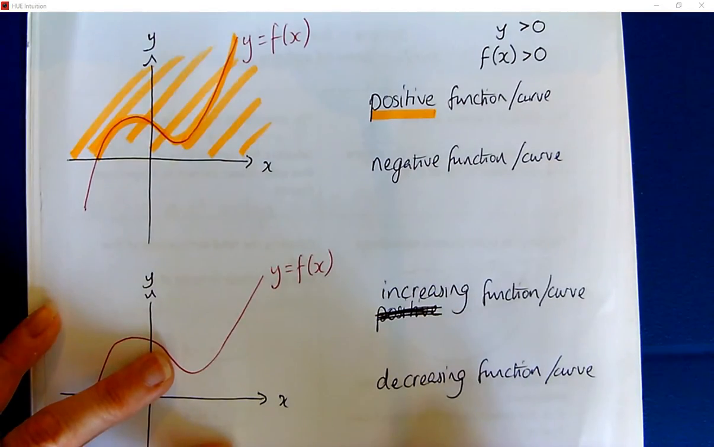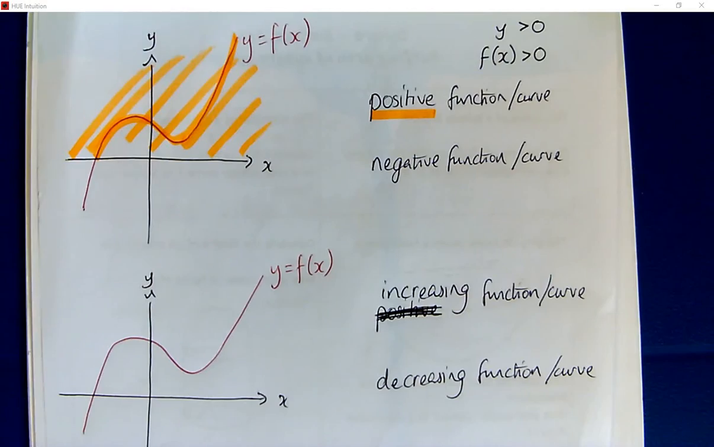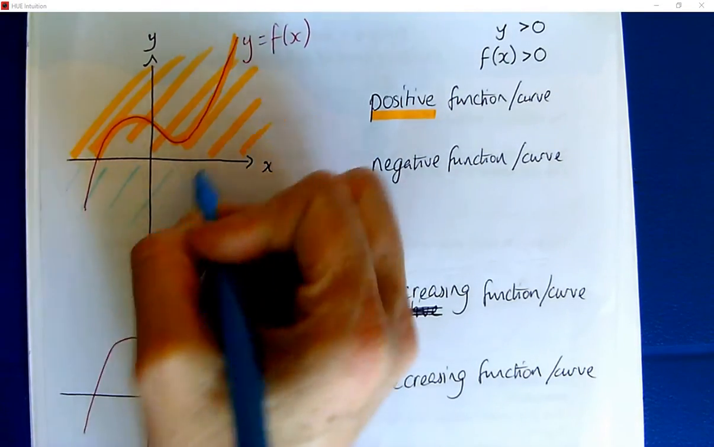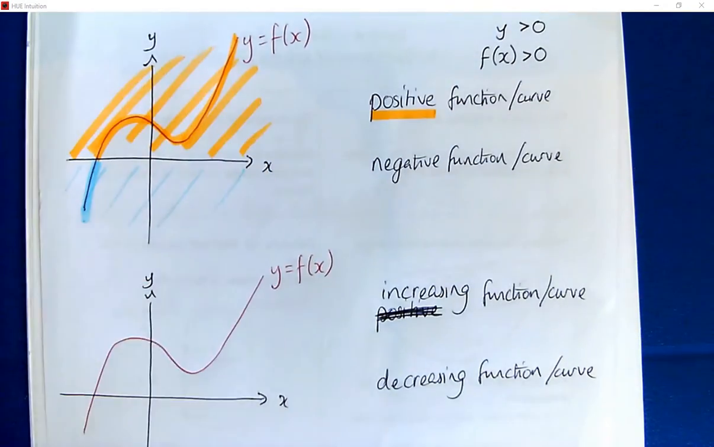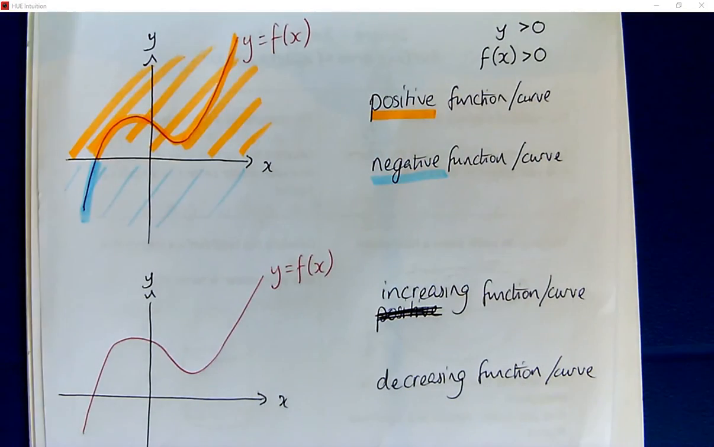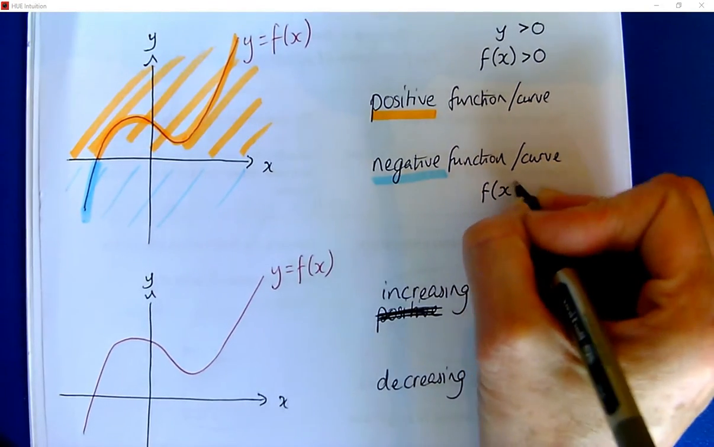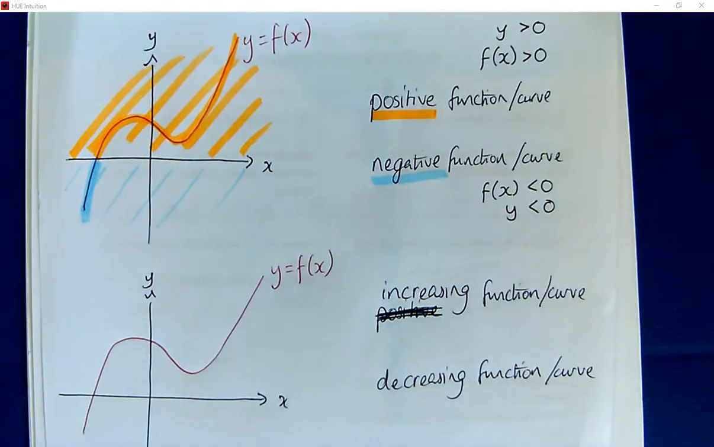Okay? And if we were asked about where the function is negative, then that is below the x-axis, so the only bit of function negative is this bit here. Okay, so in that case we are looking at where the y values are less than 0, so when the function is less than 0 and the y values are less than 0.